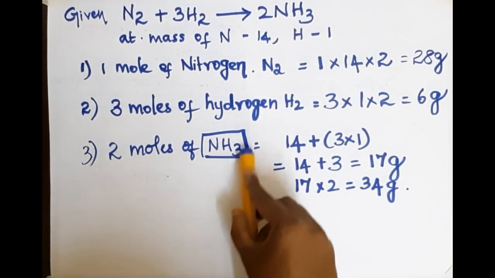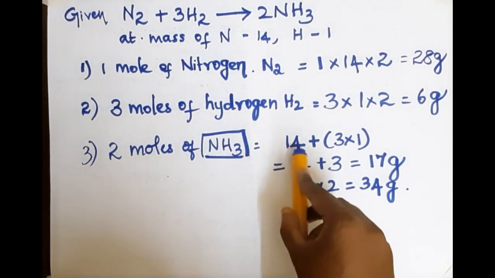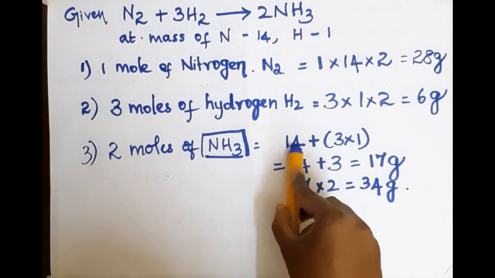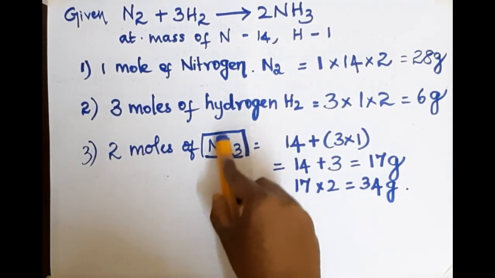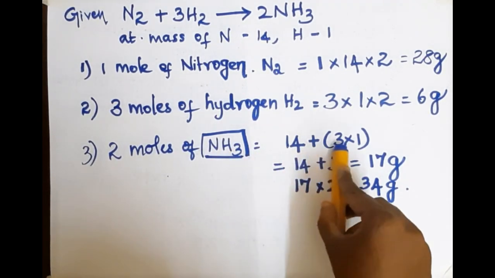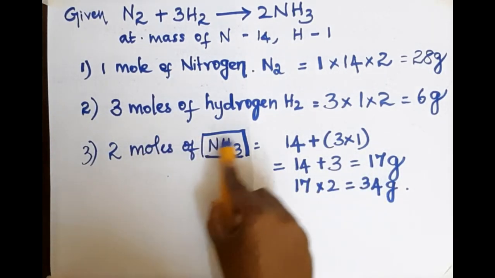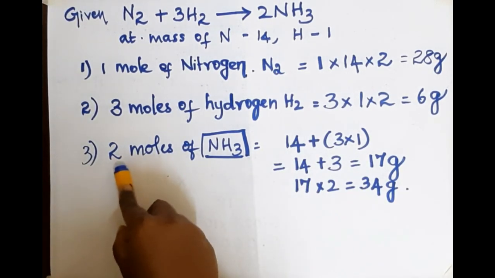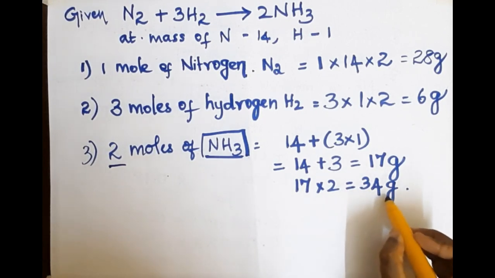So we have to calculate the molecular mass of ammonia first. How will you calculate? The atomic mass of nitrogen is 14. How many nitrogen are there? Only 1. So 14. The mass of hydrogen is 1. How many atoms are there? 3. So 14 plus 3 into 1. Ultimately it becomes 17 gram. So 1 mole of ammonia is 17 gram. Here we have written 2 mole. This is very important. Here 2 mole. So 17 into 2 becomes 34.